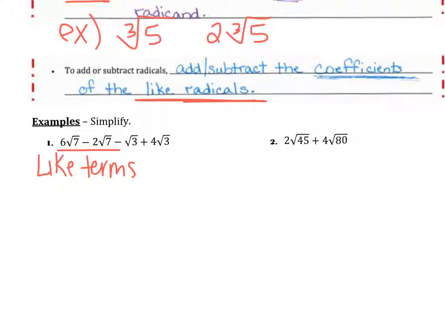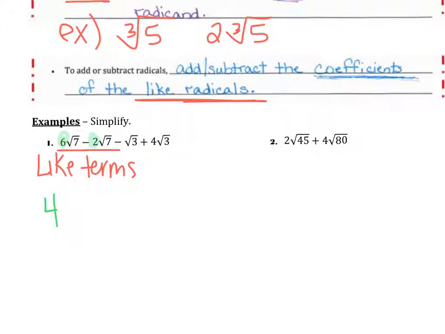Now if I use my definition up above, it says that I want to add or subtract the coefficients. So that's going to be the number in front of the radical. So I'm looking at the 6 and the 2 as my coefficients here. And since I see a subtraction sign, I am going to do 6 minus 2. Okay, and that's going to be 4. And I have 4 what?